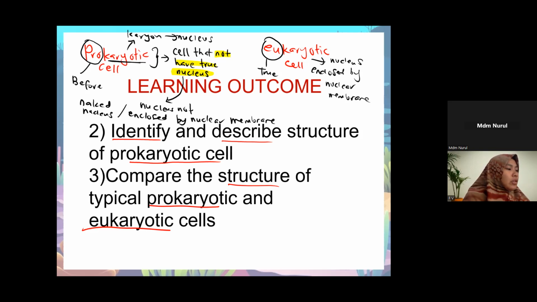So next one, apa contoh? What is the example of eukaryotic cell and prokaryotic cell? Example of prokaryotic cell ialah, siapa boleh bagi madam contoh? Bacteria, very good. This is example of prokaryotic cell. So bacteria is categorized as prokaryote.